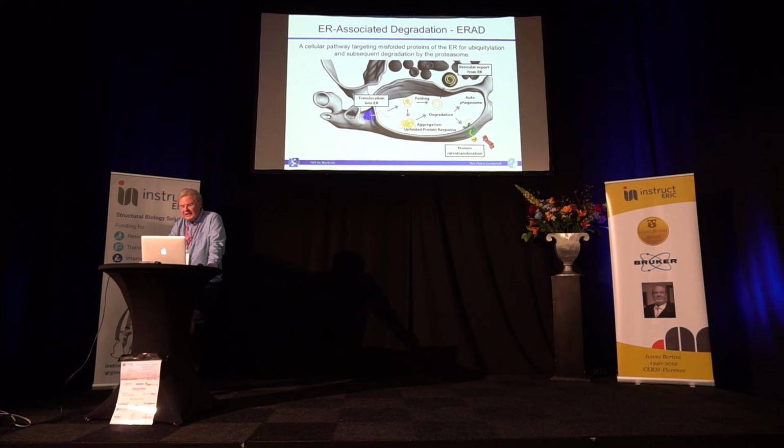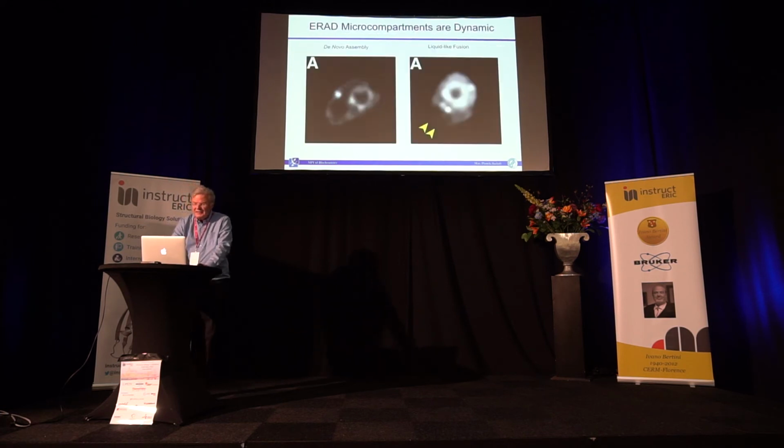Now, inside the ER, there's no powerful degradation system. So in order to remove these aggregated proteins, they have to be retrotranslocated into the cytosol, where they can then be degraded by the 26S proteasome. The system is extremely well studied. There are hundreds of publications on the biochemistry of ERAD. But how the retrotranslocation is organized on a molecular level was completely unknown.